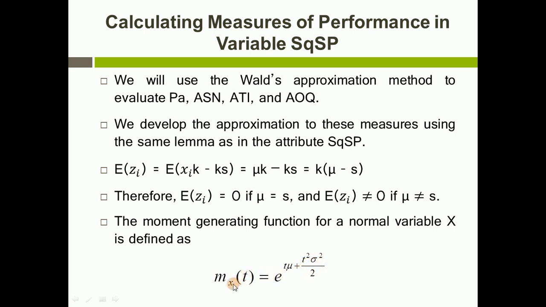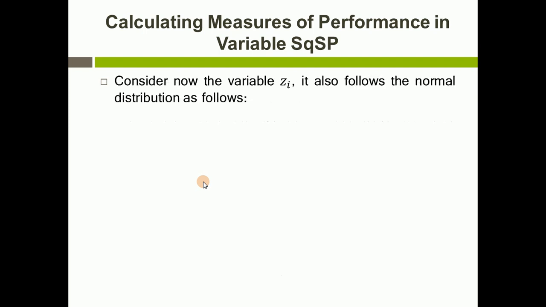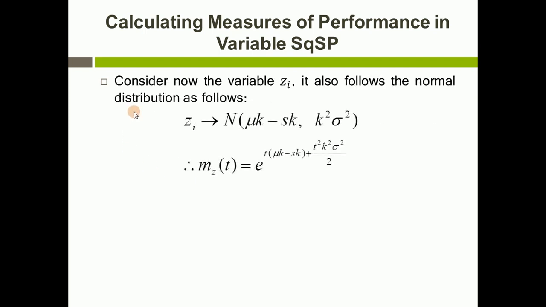But I'm not working on x, I'm working on zi. Zi represents a linear combination in x. But this means that zi is also following the normal distribution. The only thing left is to find its parameters, mu and sigma, or variance. You can directly deduce that zi follows a normal with the following parameters. This is the mean and this is the variance.